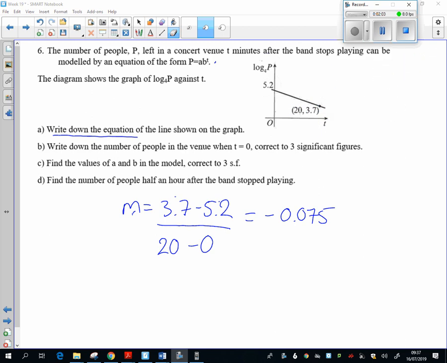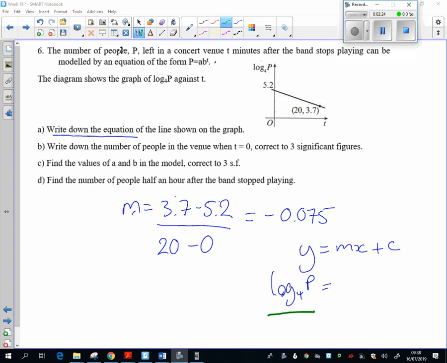Okay, so again, we're just following y equals mx plus c, but it's not y, it's log to the base 4 of p. And that is really important. When this has come up in an exam before, if you put y, you didn't get any marks at all, regardless of what else you did, whether you found the gradient. If you put y instead of log to the base 4 of p, it was 0. So we've just worked out that the gradient is minus 0.75. It's not x, it's t, and then my y-intercept I can clearly see it's 5.2.